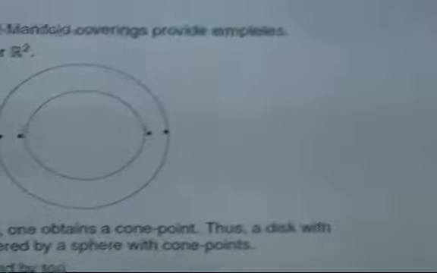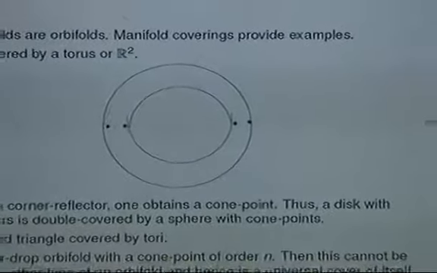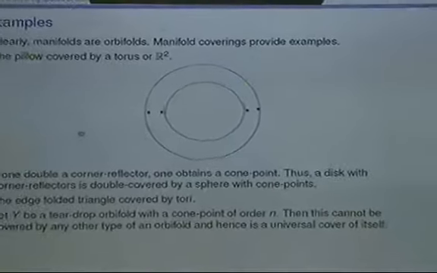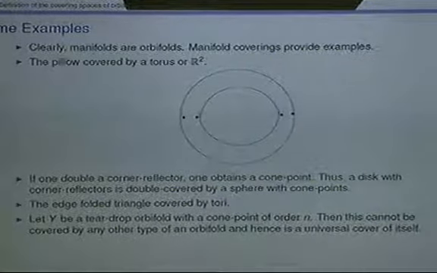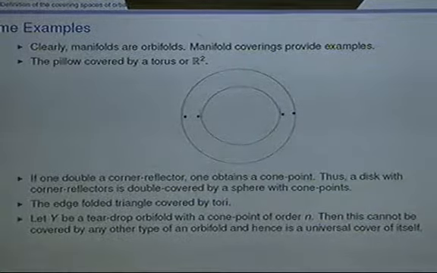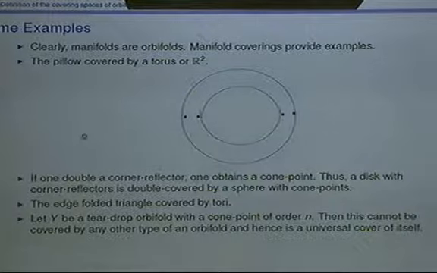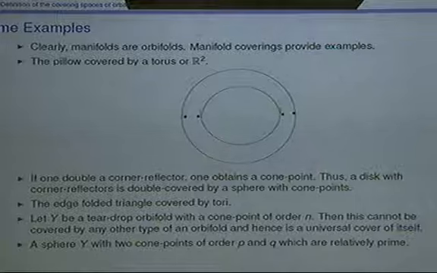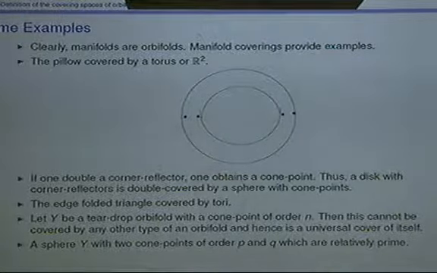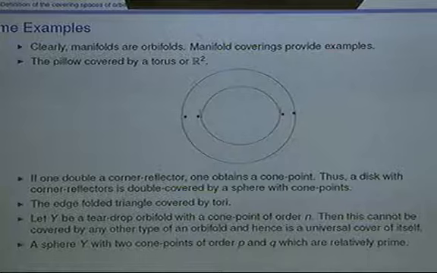you can define the fundamental group, and you see that the fundamental group is trivial. So the universal cover is always itself. Or another way to see it is that it has only one thing. This is actually hard to see, so let's not talk about it. And maybe a sphere with two cone points of orders p and q, relatively prime, cannot be covered again, because again you can define the fundamental group to be trivial.